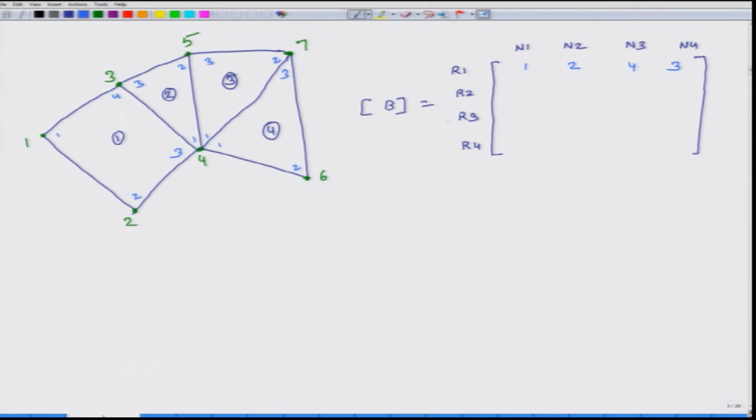Okay. Understood? Second one is 4. So, this is my second element. So, it will be 4, 5 and 3 and there will be x here. Third row, it will be 4, 7 and 5, another x here, and the last one will be 4, 6 and 7 x here. Understood?